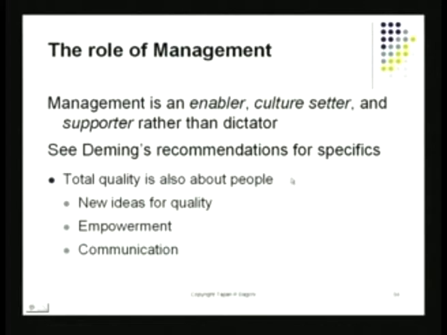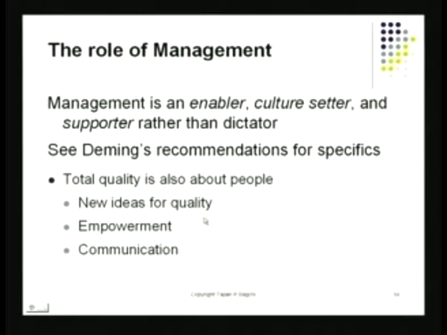What is the role of management here? They are the enablers, they are the culture setters, and they are the supporters. They are not dictators. And to try to get these details, you have to really look up Deming's writings. And Deming has spelled this out in his 14 points. That's like one place you can read up about this.